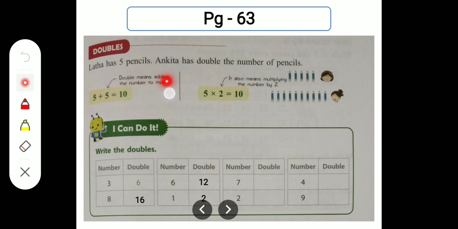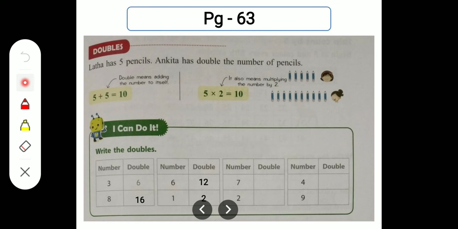Double means adding the number to itself. Itself means the same number. Here we can see 5 is added to 5. So, adding the number with the same number. So, 5 plus 5 is equal to 10. This is the addition fact.